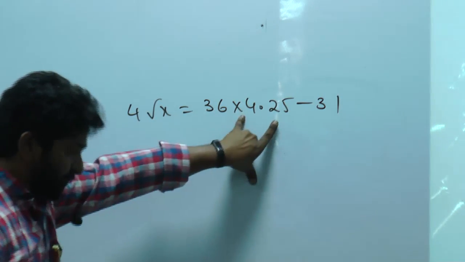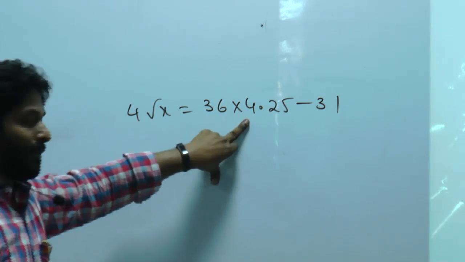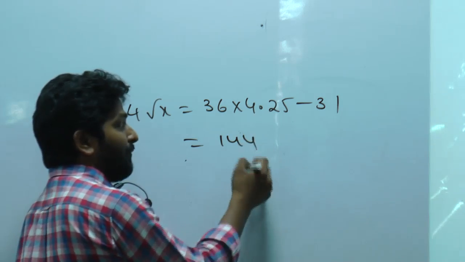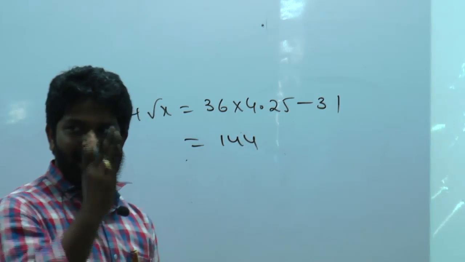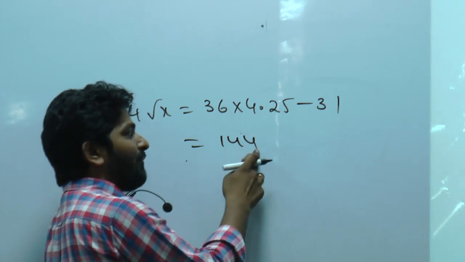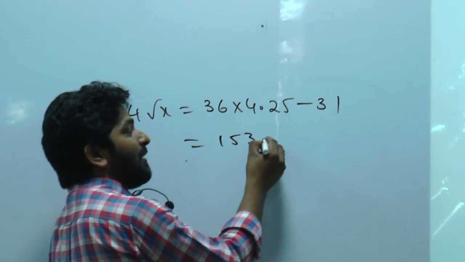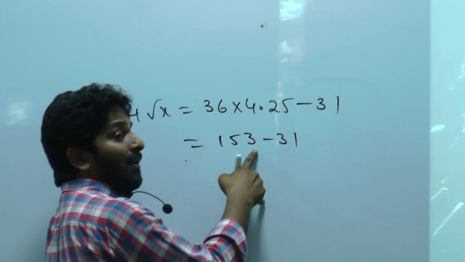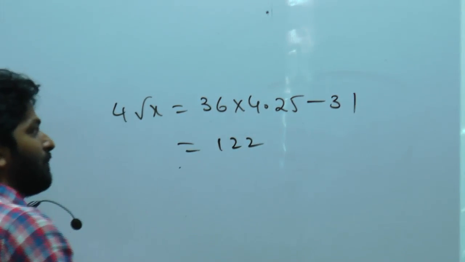Let me calculate this value. 36 4 times: 36 double, again double, double double, 72, 144. 36 into 0.25 is 1/4, right? Half, half, half: 18, again half, 9. 144 plus 9, 153, minus 31. How much? 122. So this is 122.